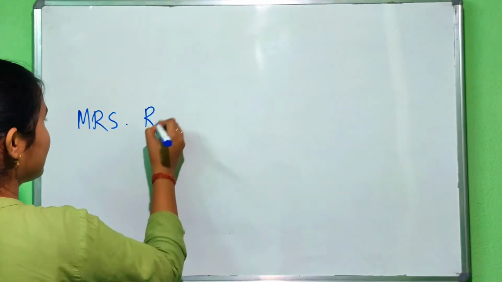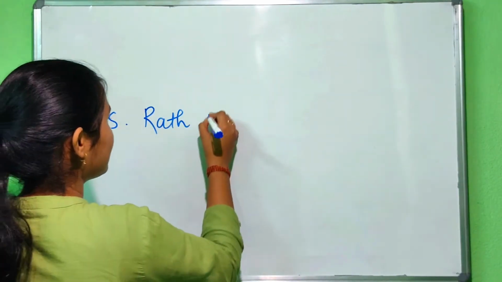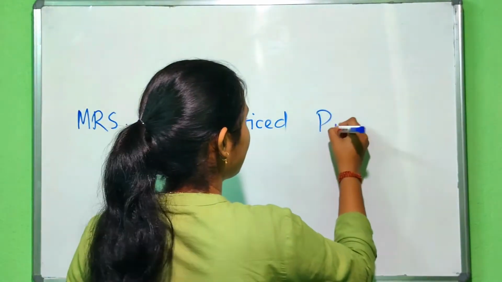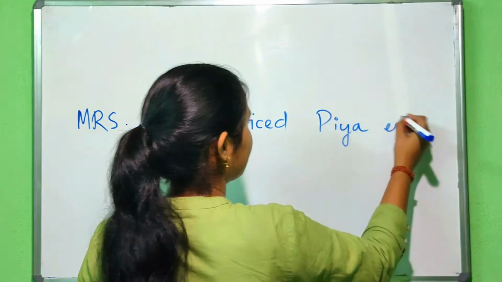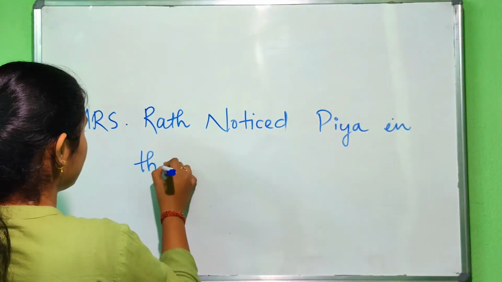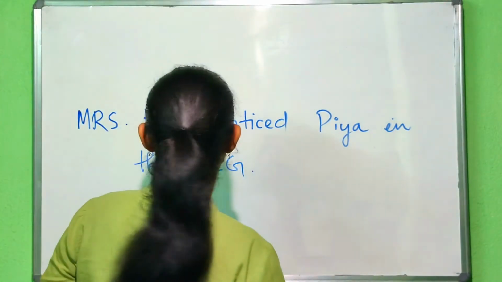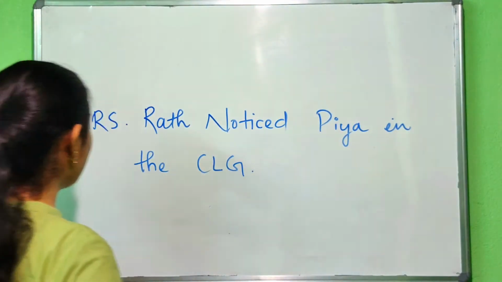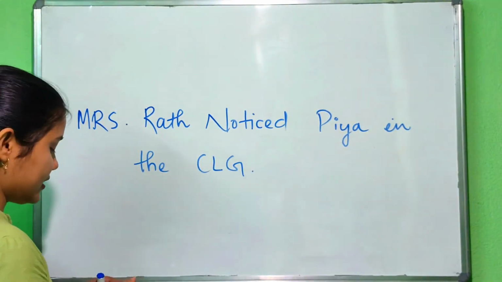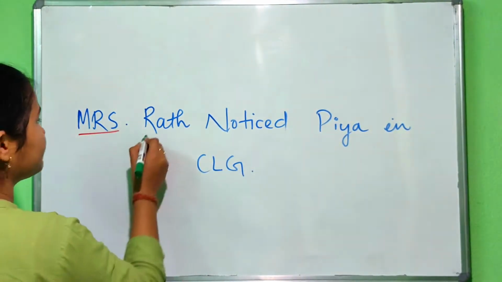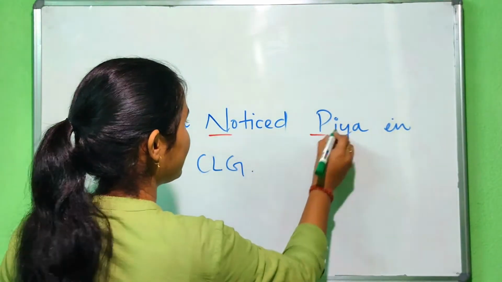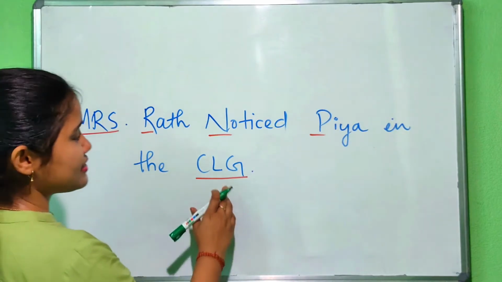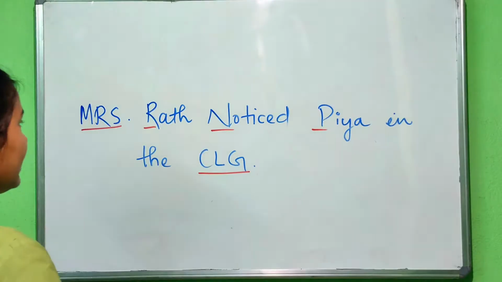Mrs. Rath noticed Pia in the college. Okay? Mrs. Rath noticed Pia in the college. Now, remember the block letters: MRS, R, N, P and CLG. Okay. CLG again is the short form of college.